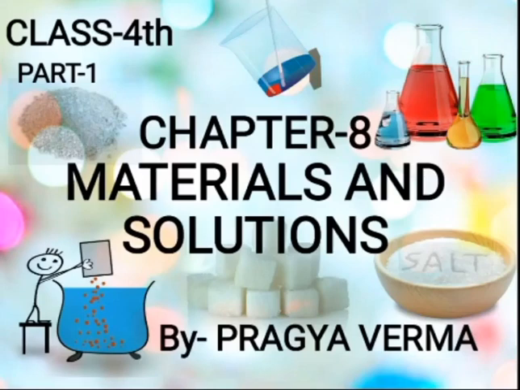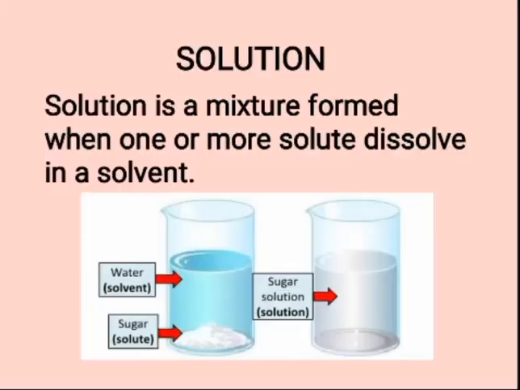Good morning children. Now we are going to start chapter 8, materials and solution. So children, what is solution? Solution is made by adding solute in a solvent. Children, in this picture you can see we have taken some amount of water and sugar. Sugar gets dissolved in water which forms sugar solution.